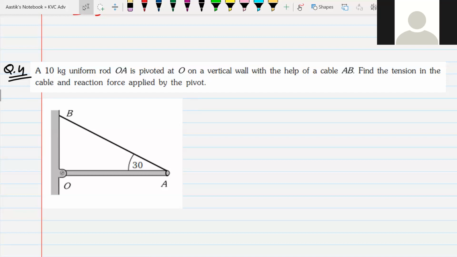Yes, sir, tension is 100 Newton and reaction force is 50√3, sir. Tension is 100 Newton. Yes. And reaction force is 50√3. 50√3 is not correct.